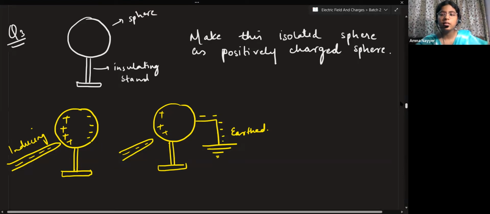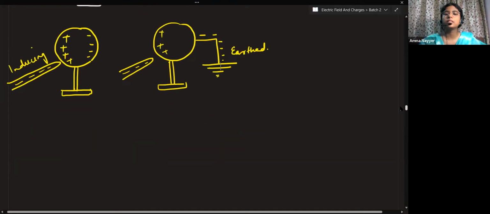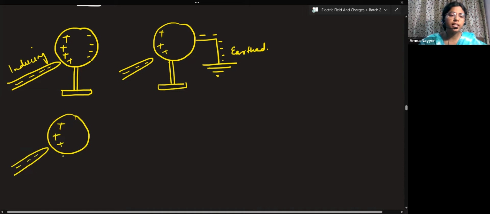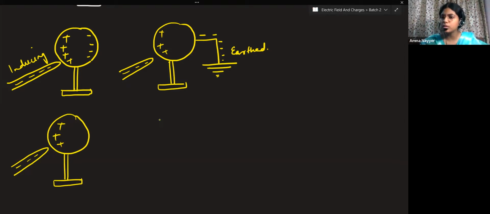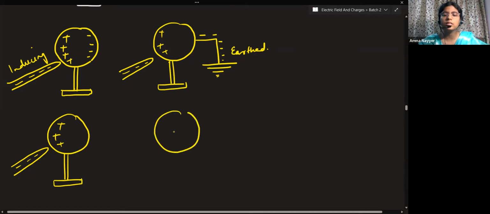Now see, once you remove this and you are holding the glass rod still, positive charges are there on this sphere. Now, even if you remove the glass rod, what will happen? There are no negative charges present to balance or make the body neutral. All the negative charges we have eliminated through the process of earthing. Now, what are we left with? We are only left with positive charges. So the positive charges will get redistributed among themselves.